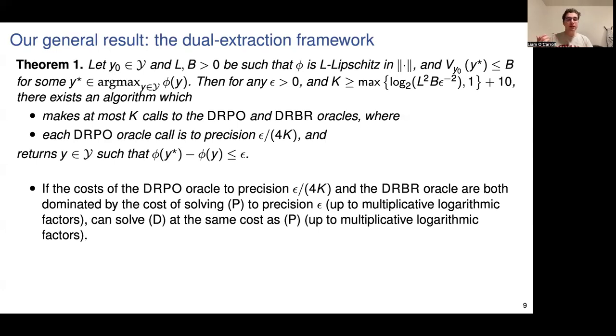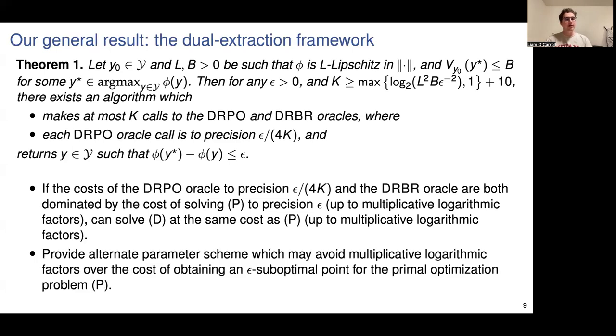then this theorem immediately says that you can indeed solve the dual optimization problem at the same cost as the primal optimization problem up to multiplicative logarithmic factors. This is typically going to be the case where the cost of everything is inverse polynomial in epsilon, in which case the additional cost is going to be from solving to a precision of epsilon over a logarithmic factor and running for a logarithmic number of rounds. And so you're basically going to get the same cost as solving P, but with these additional multiplicative logarithmic factors from applying the theorem.